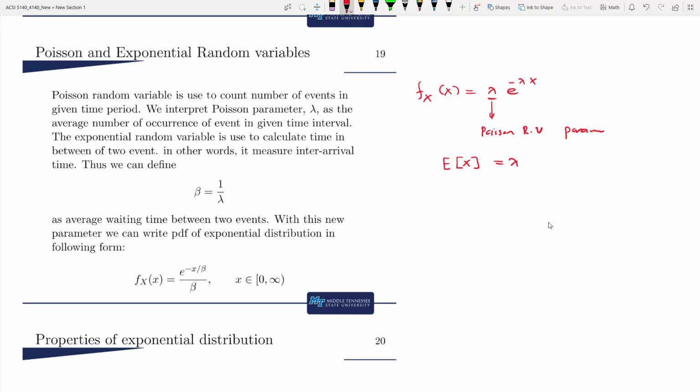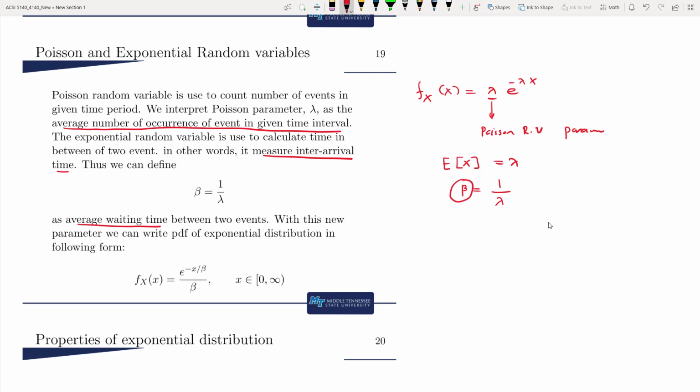So what is lambda then? The definition is basically average number of occurrence of event in a given time interval. Depending on the time unit you are using, this is average number of occurrence. So when you redefine this using a different kind of parameter, basically beta equal 1 over lambda, beta is going to be the interarrival time between two events. Because lambda is number of events, then beta becomes average time between two events. So it means interarrival time. Another way to say that is average waiting time between two events.